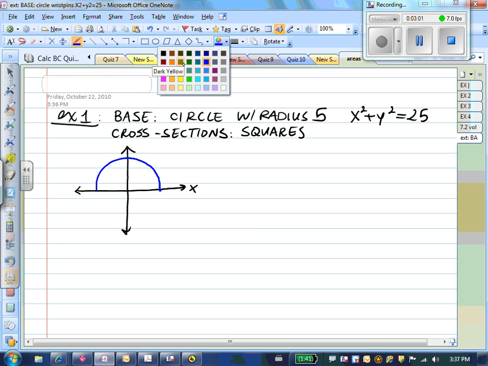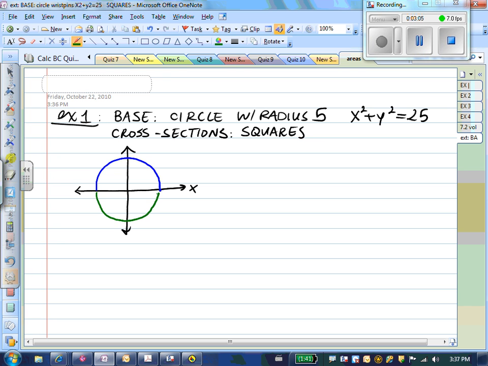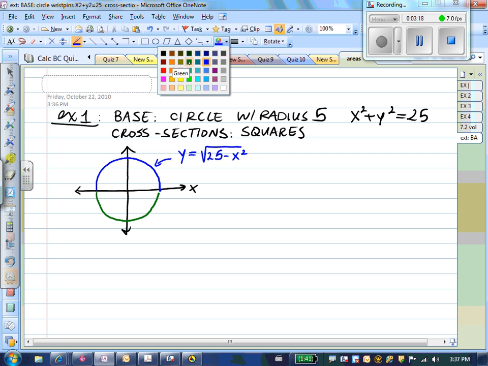There's a top half, and it turns out there's actually a bottom half, and there's a reason why I'm splitting it. Okay, because if you were to graph this on the graphing calculator, you would have to solve for y equals, and notice this one is y equals positive square root of 25 minus x squared, and then the green one at the bottom is going to be negative square root of 25 minus x squared.